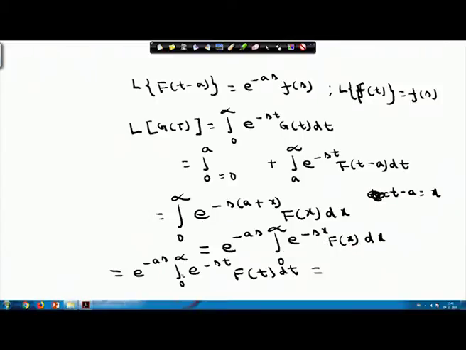So, e power minus a s, integral 0 to infinity e power minus s t into f t dt, and this is nothing but the Laplace transform of f t, or in other words e power minus a s into the Laplace transform of f t, and this I can write as e power minus a s into F s. So, therefore, we have shown that the Laplace transform of g t, this function where g t has been defined earlier, is equal to e power minus a s into F s. This completes the proof of this one.